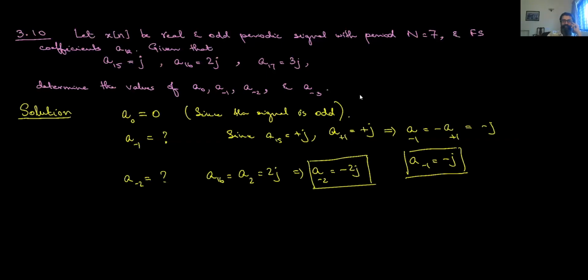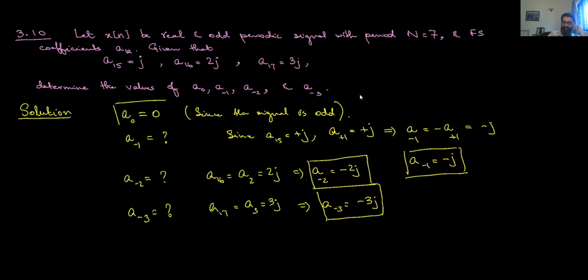So this is something I found out. Okay. What about a minus 3? That's also straightforward. So a17 equals a3 equals 3j. And this implies that a minus 3 is minus 3j. So all of the four Fourier coefficients that you require to find, you can find.